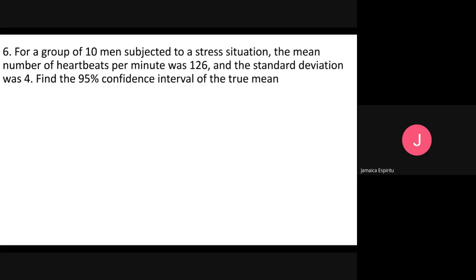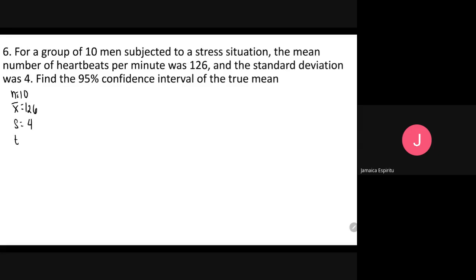Base sa problem, Annabelle Rivera says it's t-test. That's correct. Ang gagamitin natin ay t-test. Chito Samonte says it's t-test. Kasi meron tayong sample mean na 126 tapos sample standard deviation na 4. So isulat ko yung ngayon. N is 10. Ang ating sample mean ay 126. Sample standard deviation ay 4.